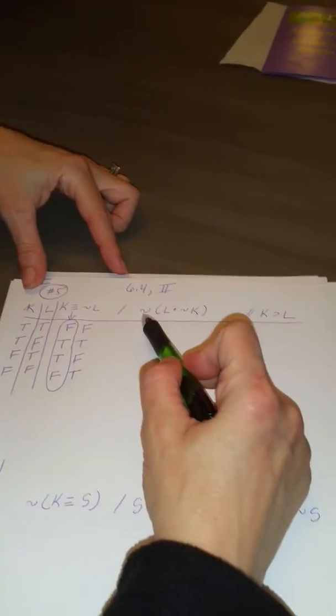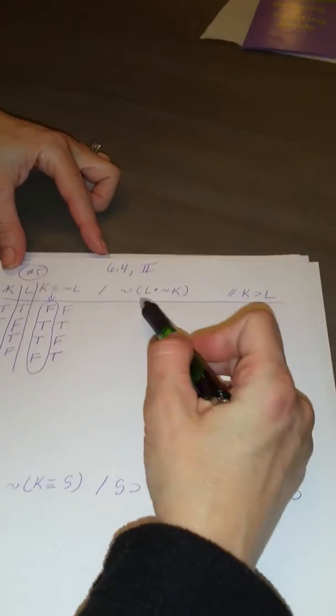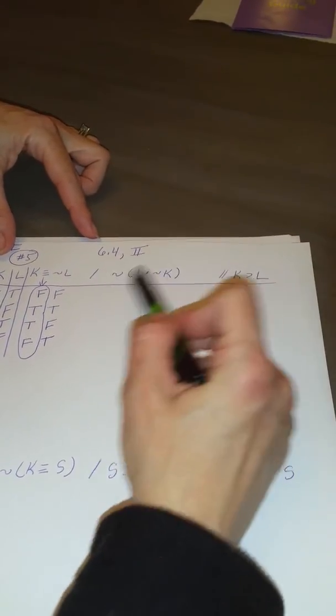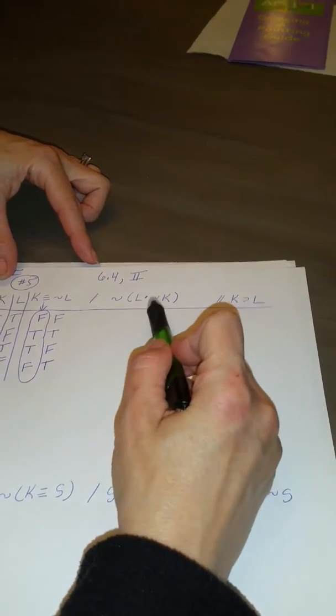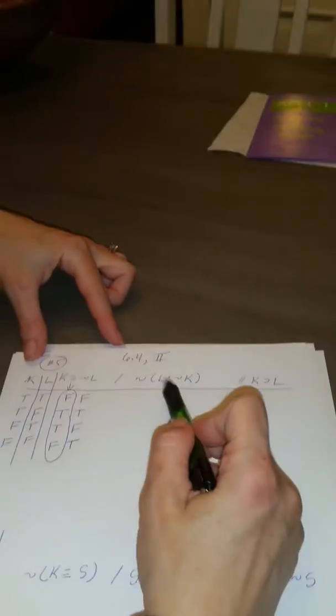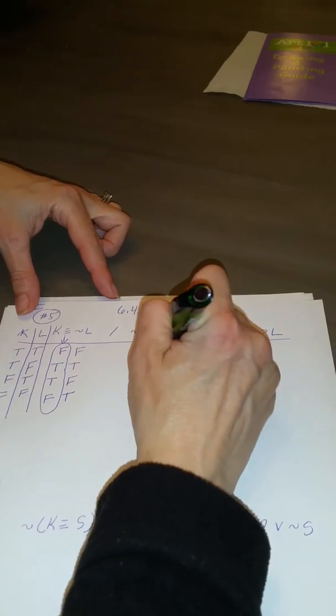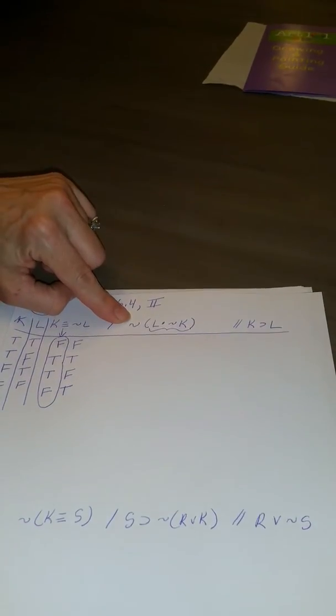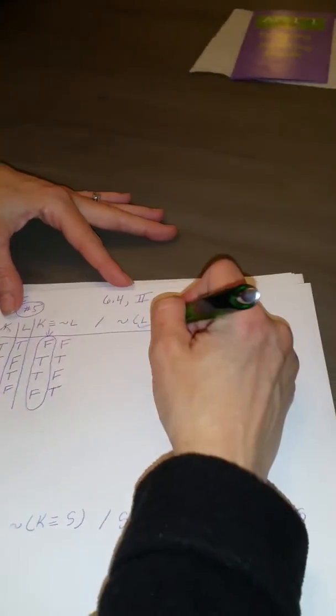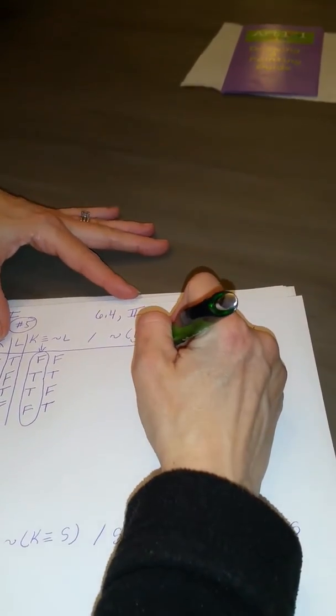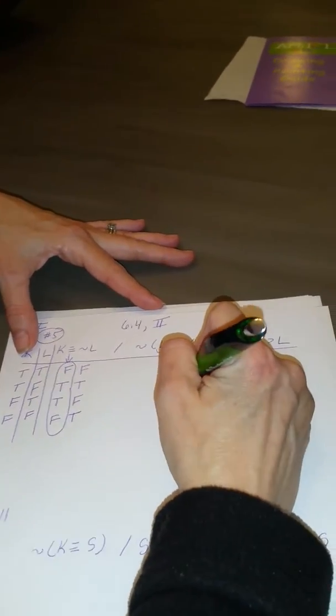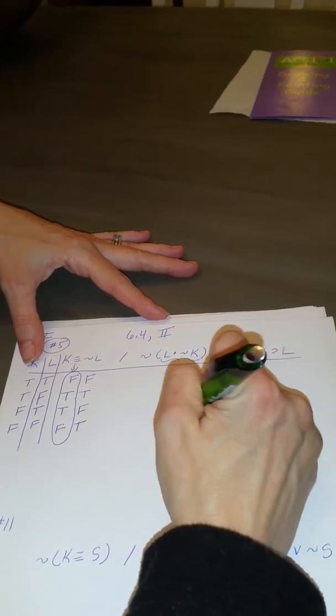Now here, the negation is the main operator. Now remember, this statement is not equivalent to just attaching the not to each of these letters here. So you have to do what's inside the parentheses first and then negate everything inside the parentheses. So the first thing I'll do is negate the K. So I get false, false, true, true.